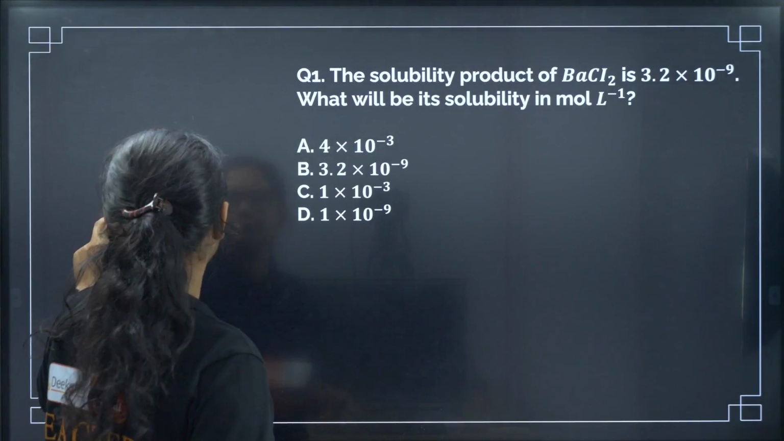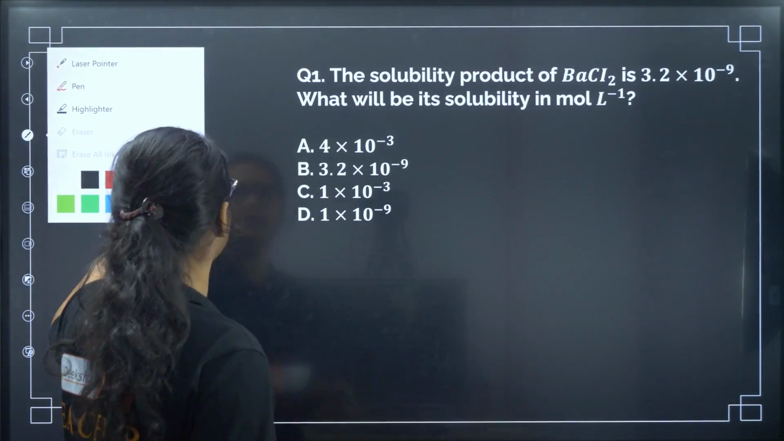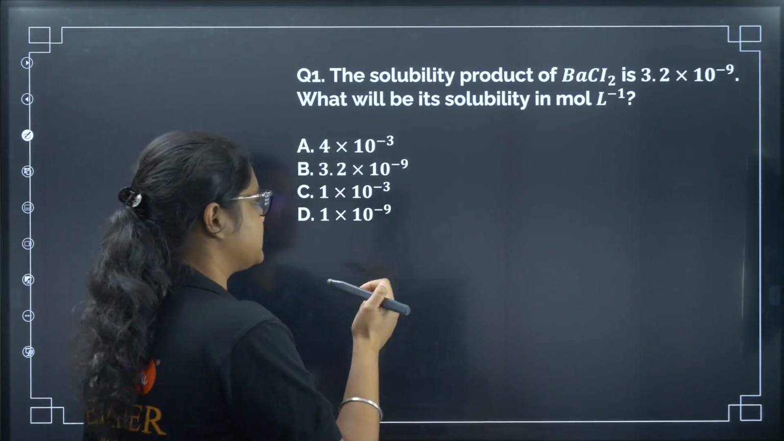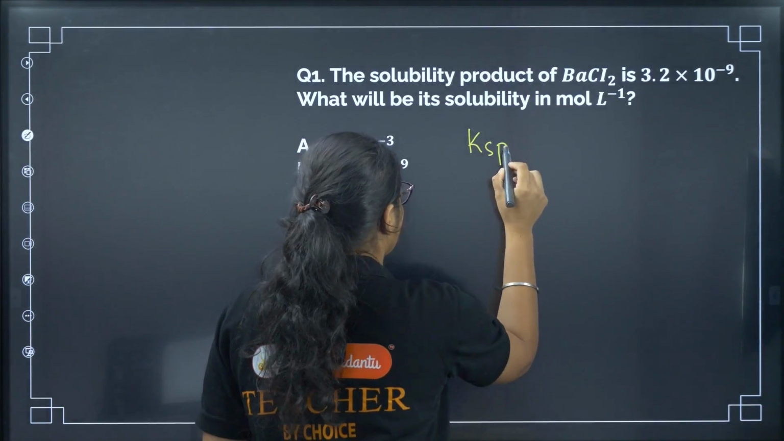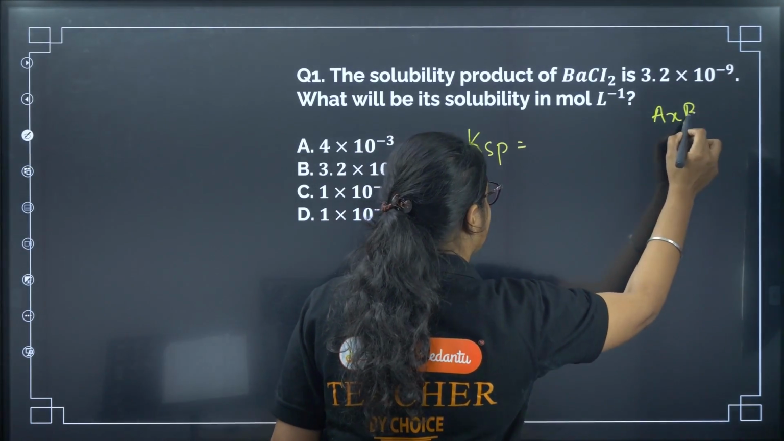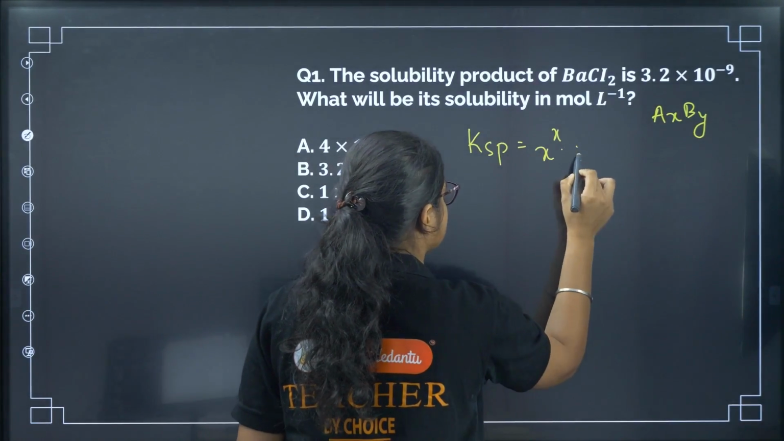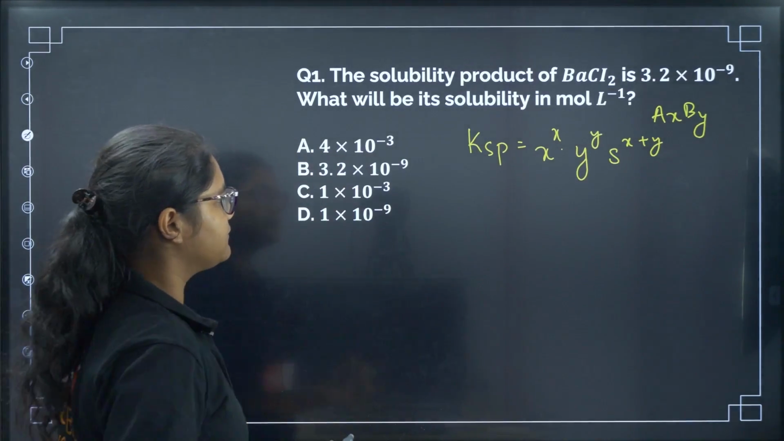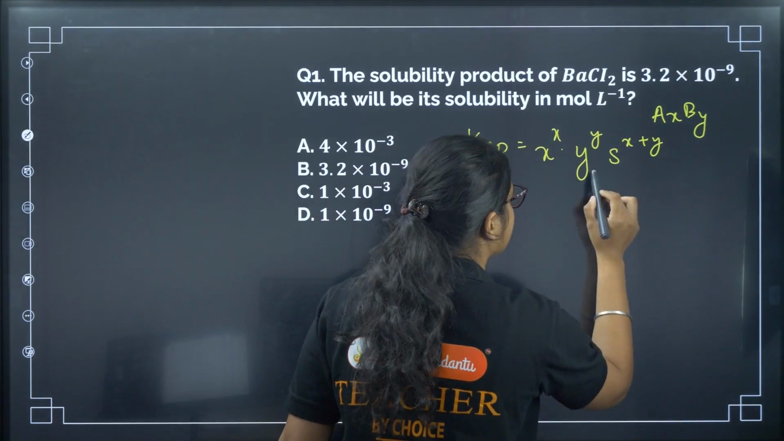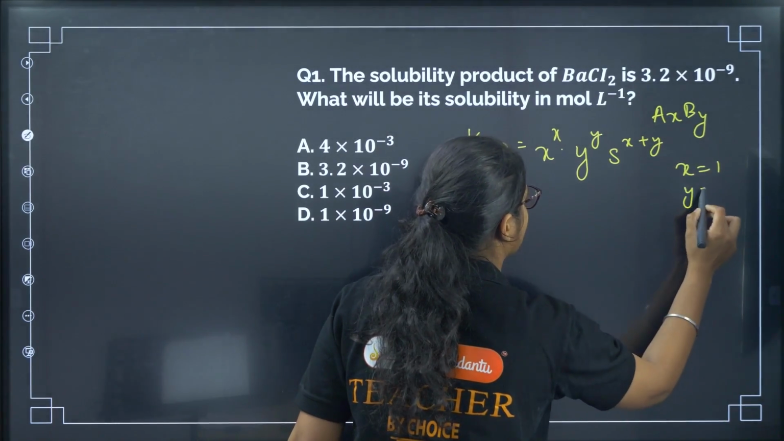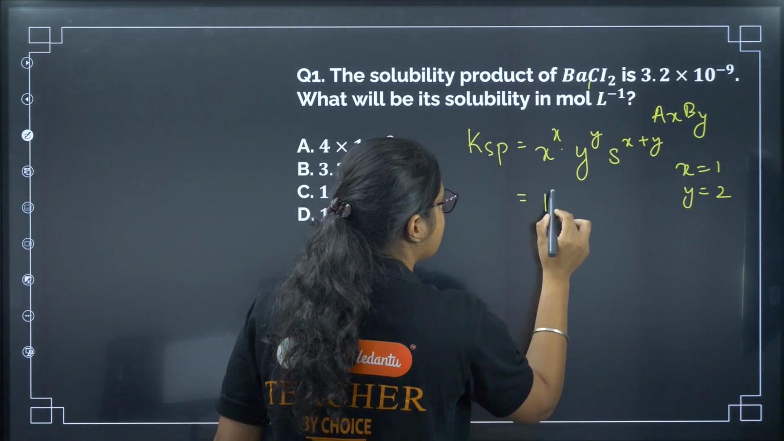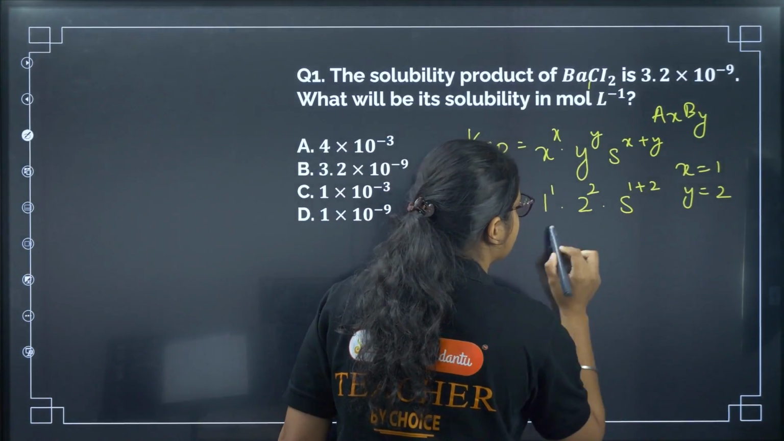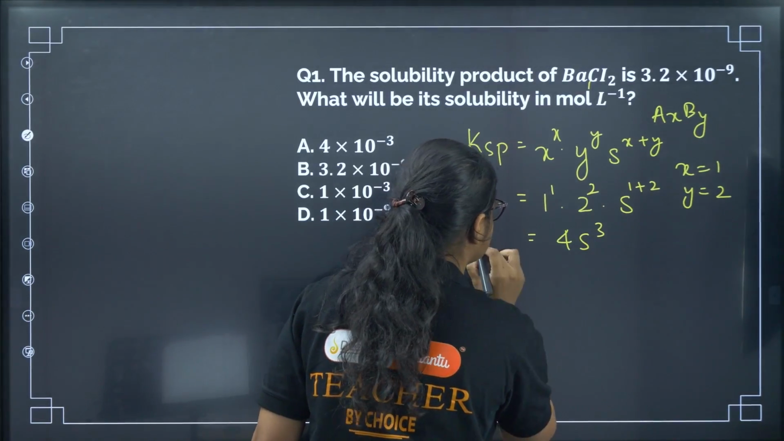The solubility product of BaCl2 is 3.2 into 10 to the power of minus 9. What will be its solubility in moles per liter? For any salt of type AxBy, the Ksp formula is x to the power of x, y to the power of y, s to the power of x plus y. Barium chloride is of the form AB2, so x is equal to 1 and y is equal to 2. So 1 to the power of 1, 2 to the power of 2, and then s to the power of 1 plus 2, that is 4s cube, equal to Ksp.